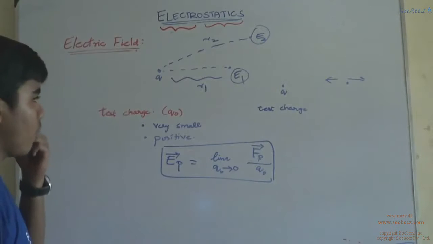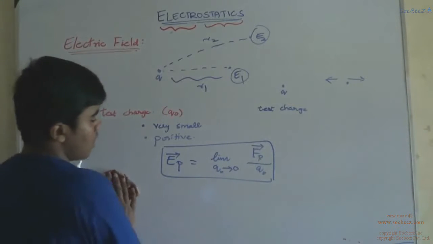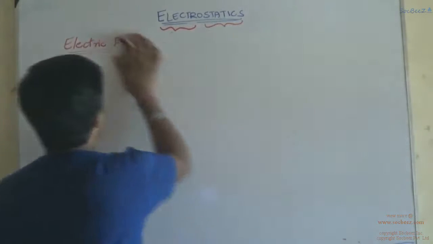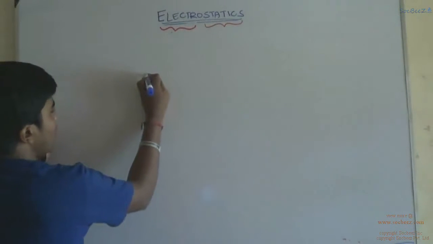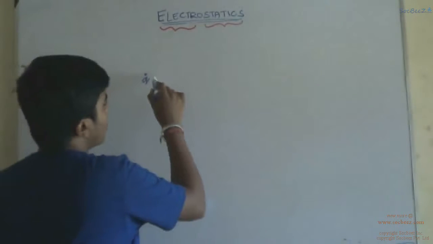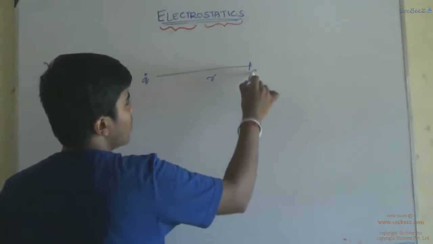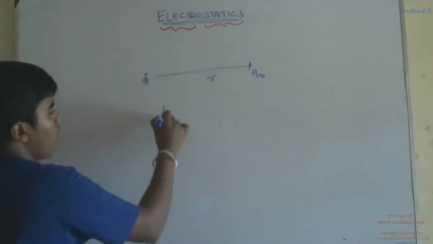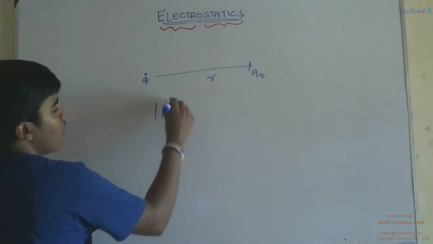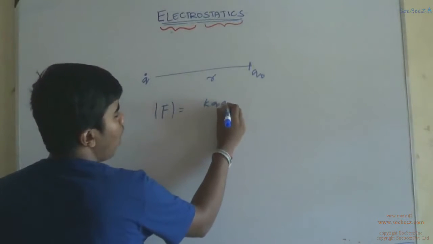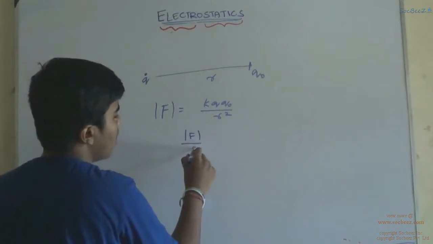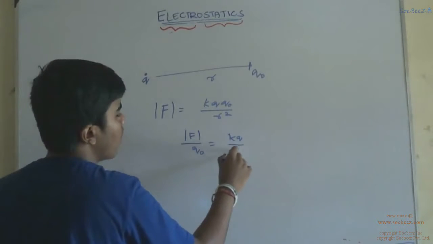So, out of whatever we have learned today, let us try to find out the electric field in a few situations. There is this point charge Q. I want to find out the electric field exerted by this point charge. So I go to a distance r and I place a test charge Q naught over here. Now what do I know? I know that the magnitude of force is equal to kQ Q naught by r square.